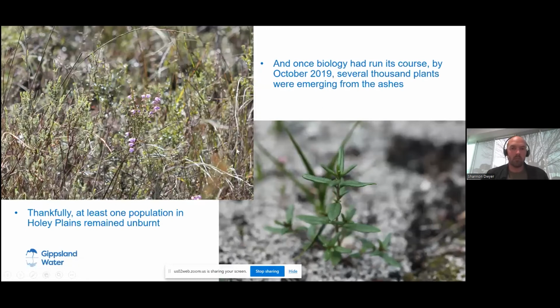After a little while, though, it was good to see that not all of the plants in Holly Plains were consumed. There was, I think, at least one population that remained unburnt. And by late October, there was reproduction seen in the soil. So we had plenty of seed popping up. So good news that the Holly Plains population is doing well. As far as I know now, there's many, many more plants than what there were before. So that's great.